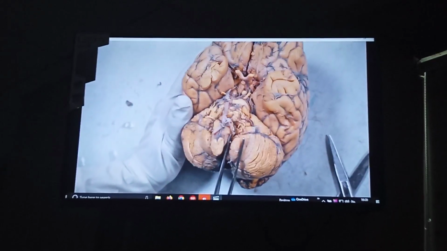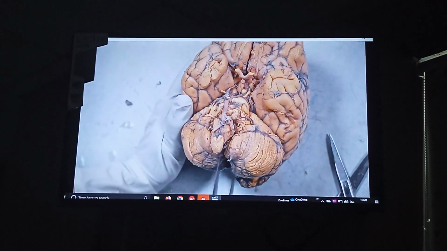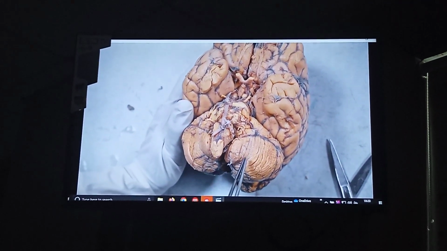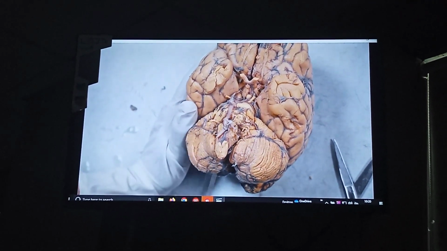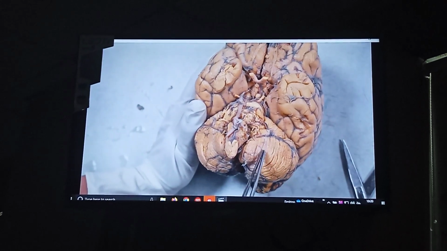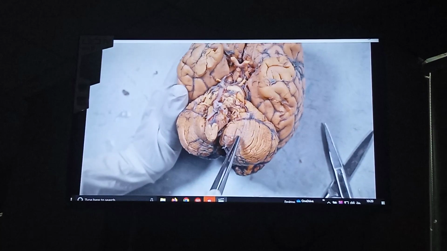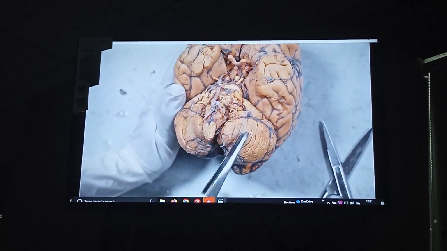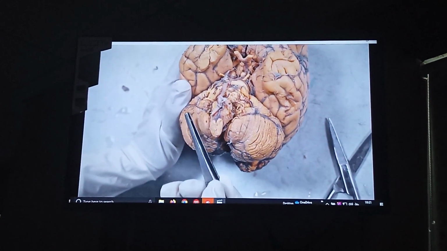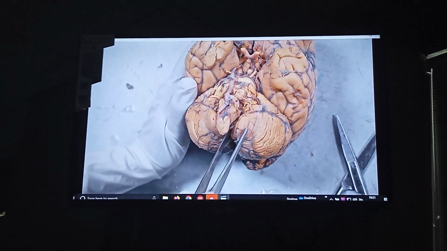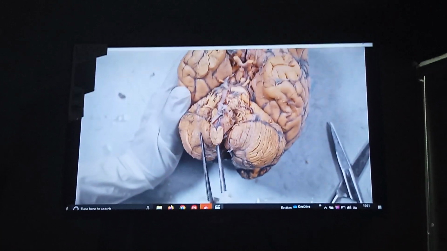Now these two structures are the cerebellar tonsils. Now in the event of raised ICT, there is going to be descent of the cerebellar tonsils through the foramen magnum, and the foramen magnum will groove the tonsils to make a very deep impression, and that's what you're looking at here, and this is what we term as tonsillar herniation.